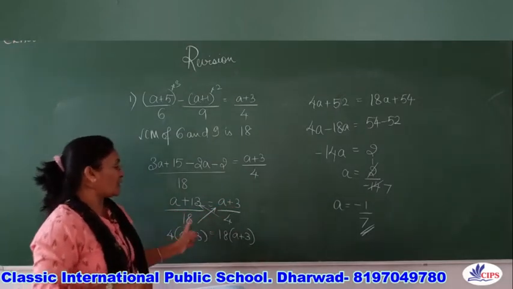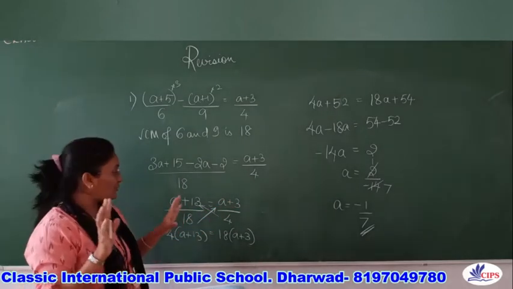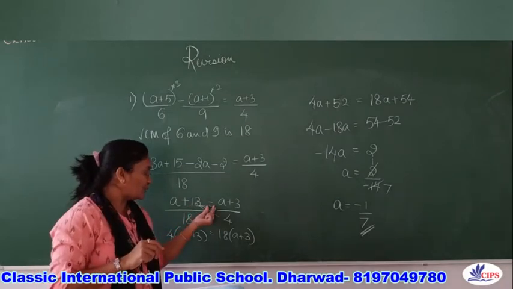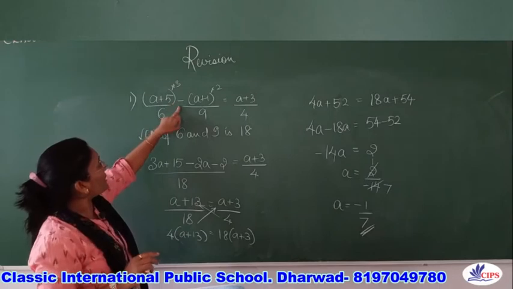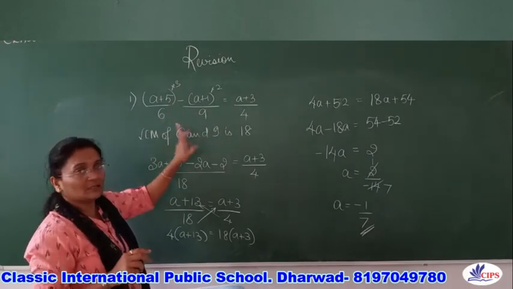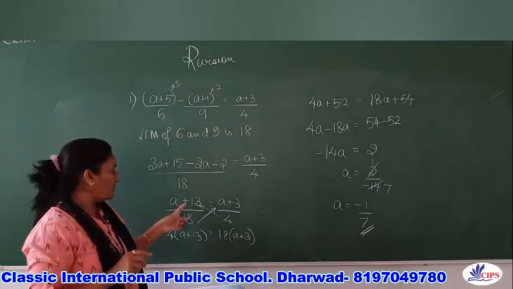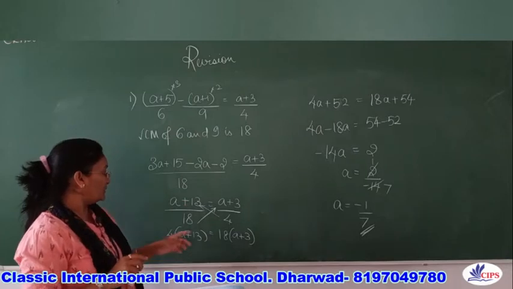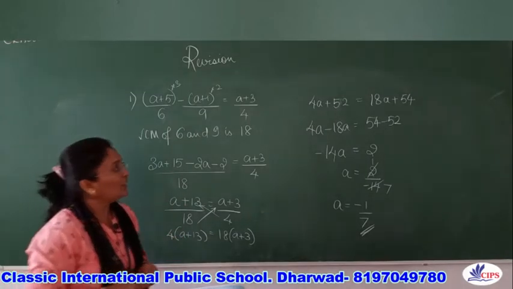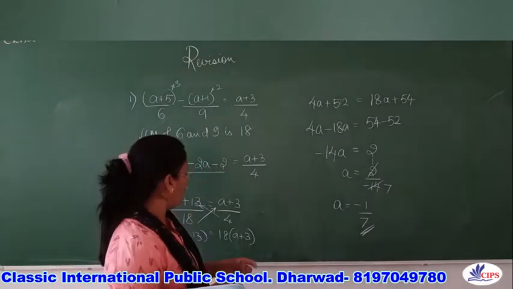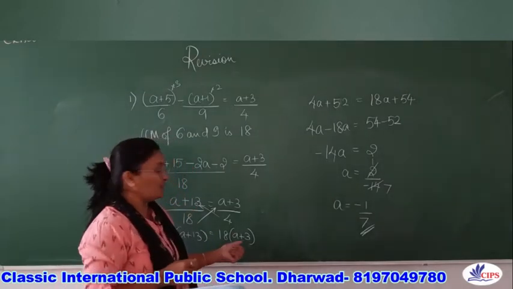Then here I have cross multiplied. I have told you, when you cross multiply and you have an equal to sign, you are not left with any denominator. Suppose you have plus or minus signs, then you have to multiply the denominators. Understood? So now when I multiplied 4 into a plus 13, I got 4a plus 52 equals 18a plus 54, by multiplying 18 into a plus 3.